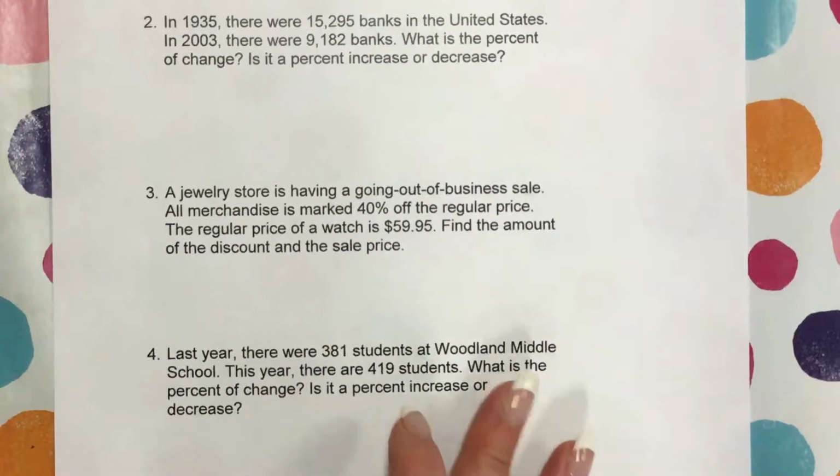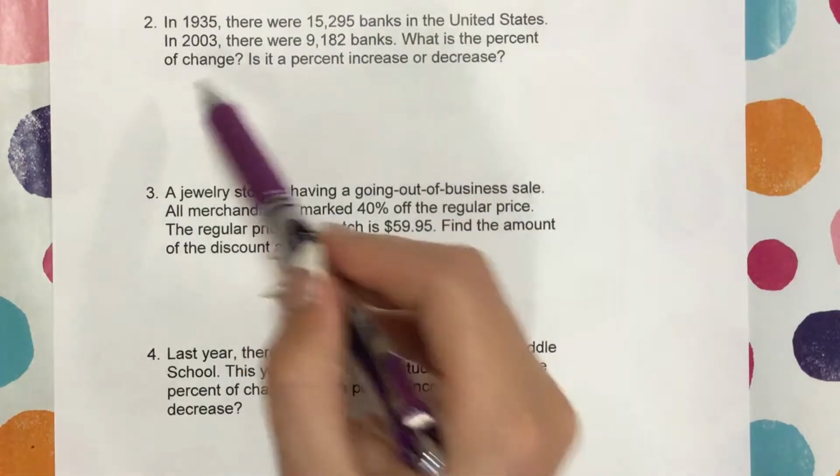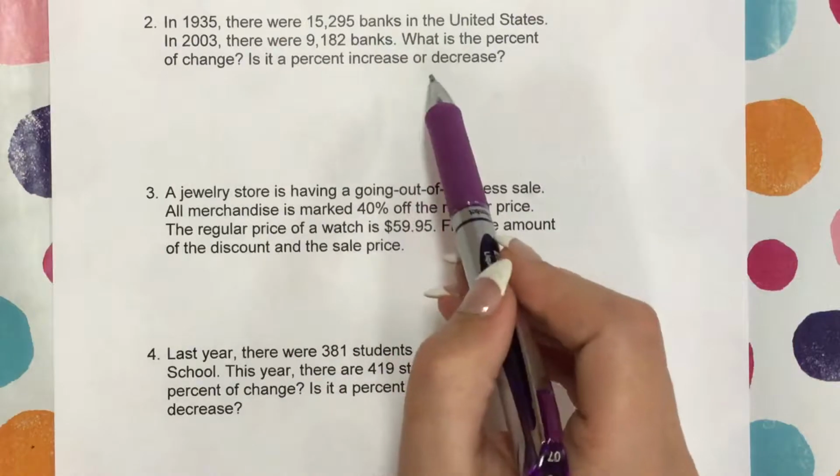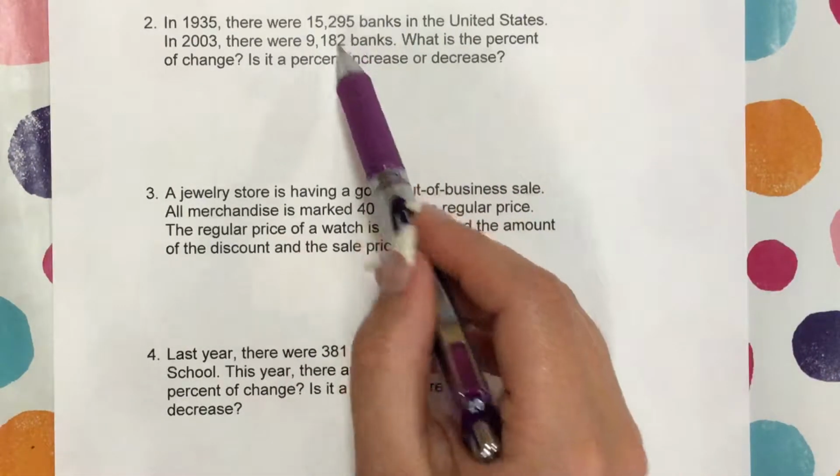Problem 2 states, in 1935, there were 15,295 banks in the United States. In 2003, there were 9,182 banks. What is the percent of change? Is it a percent increase or decrease? So we're talking about a percent change. It gives us 2 values.